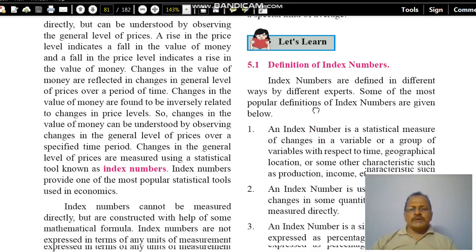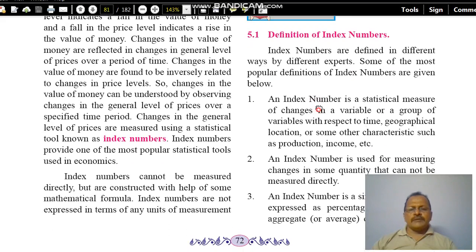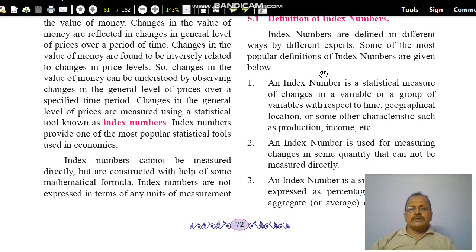The definitions of index numbers are given here. Index numbers are defined in different ways by different experts. Some of the most popular definitions of index numbers are given below. The first one is: an index number is a statistical measure of changes in a variable or group of variables with respect to time, geographical location, or some other characteristic such as production, income, etc.